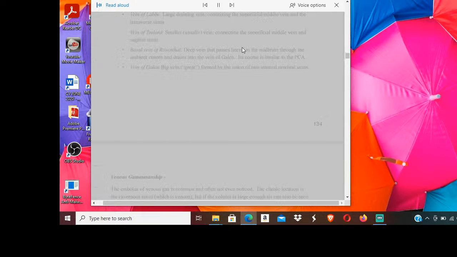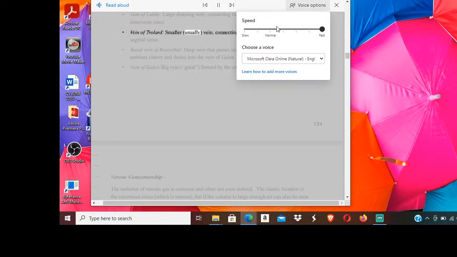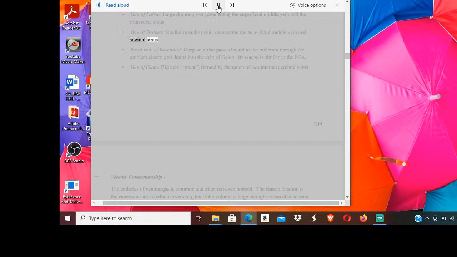Vein of Labbé: large draining vein, connecting the superficial middle vein and the transverse sinus. Vein of Trolard: smaller, usually, vein, connecting the superficial middle vein and sagittal sinus.